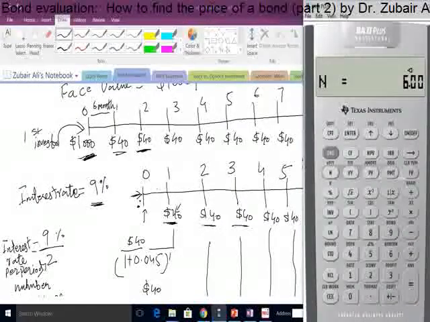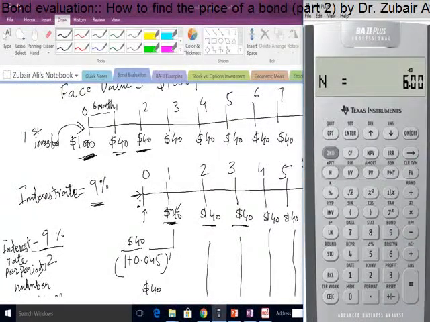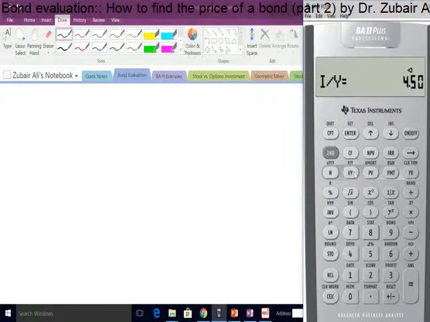So 9%, remember, is the interest rate, but this interest rate is for the whole year. We need to plug in over here the interest rate of each period. So the interest rate of each period is 4.5%: 9% divided by 2, because interest is being paid twice a year. So 4.5 we'll put over here. Remember, we did not convert this into decimals. We simply put 4.5 over here, right?